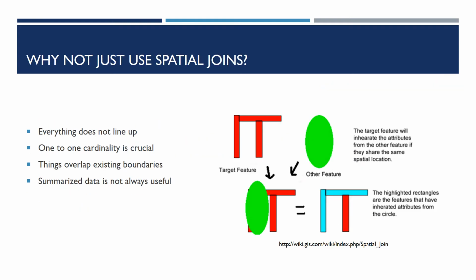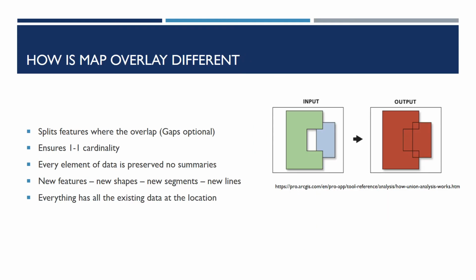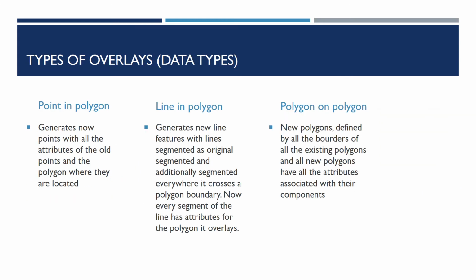Why do we use them? This is a really complicated way of trying to explain it. Basically, if things don't line up, spatial joins are awkward. Overlay functions don't care, and they just go do it. So some different ways it splits features up, ensures one-to-one cardinality. These are just some of the different overlay techniques. I don't think I asked any questions about that.